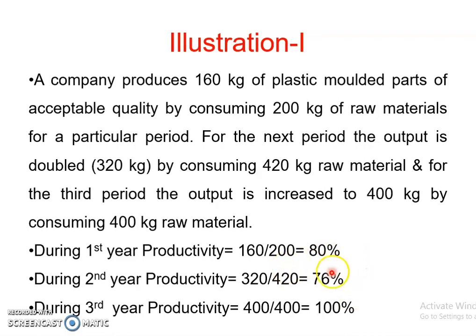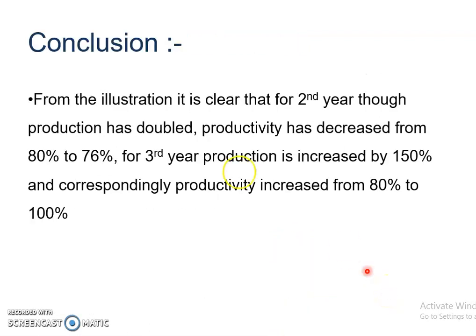As compared to the first year, in the second year, has productivity increased or decreased? It is decreased, though the output is increased. Mathematically, it has consumed a little more input as compared to the increase in output. But as compared to the first year, in the third year we increased the output by 150%. So here a change is observed with respect to inputs also. In the next slide, the conclusion has been made.